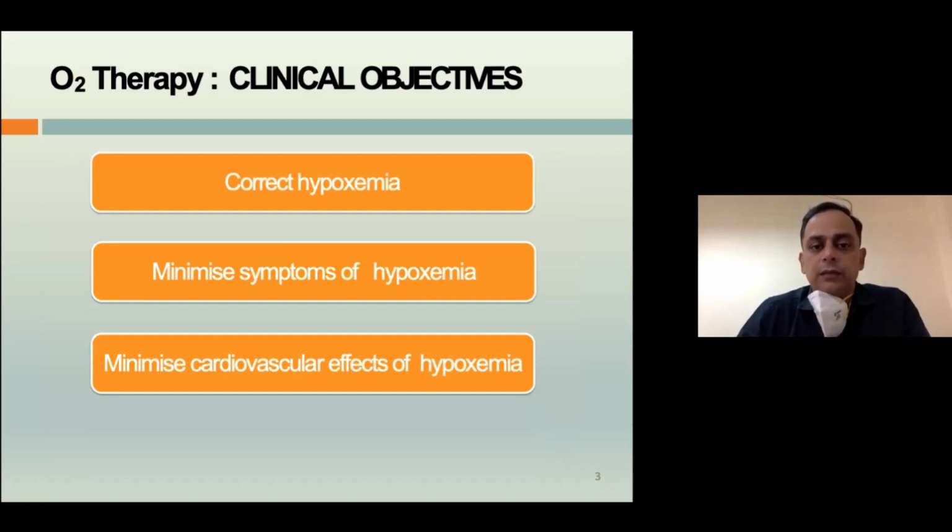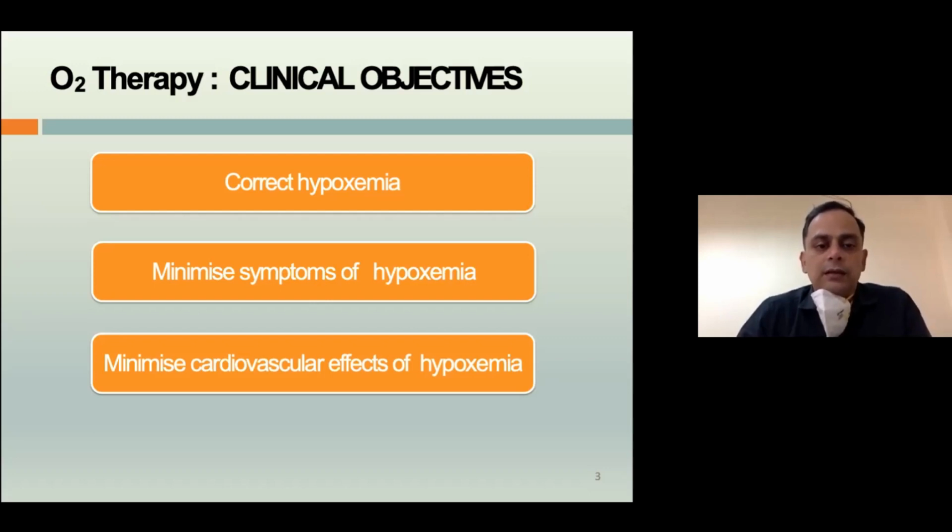Second is to correct or minimize the symptoms of hypoxemia. Suppose a patient has hypoxemia that has led to disorientation, confusion or weakness, then those things shall get corrected once we start our oxygen therapy.